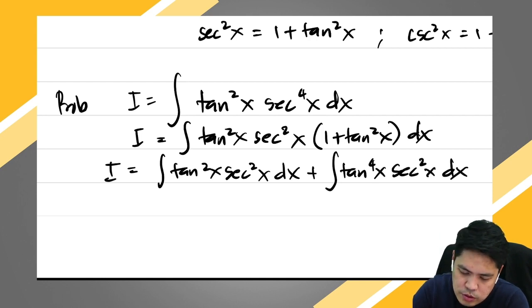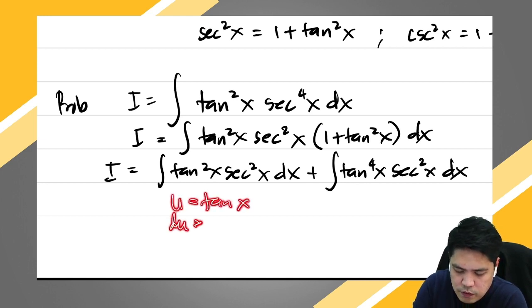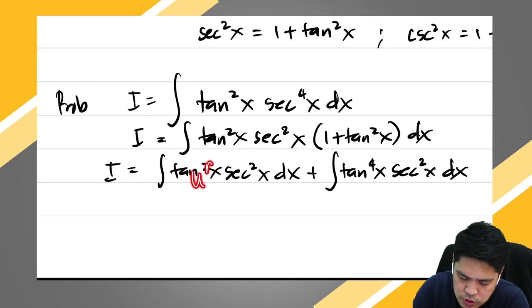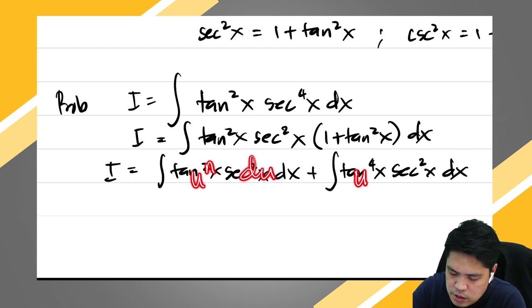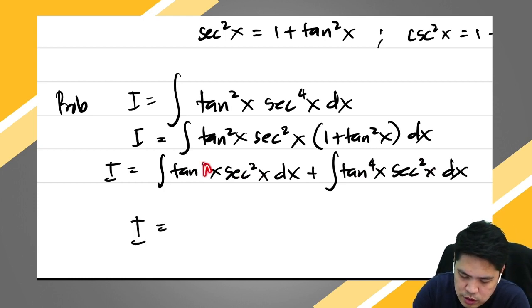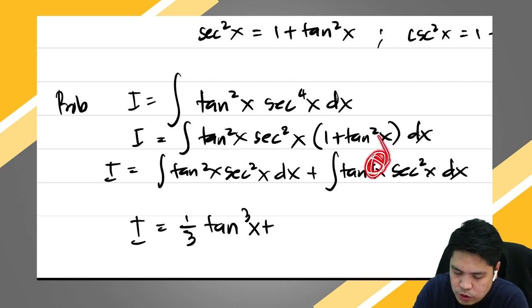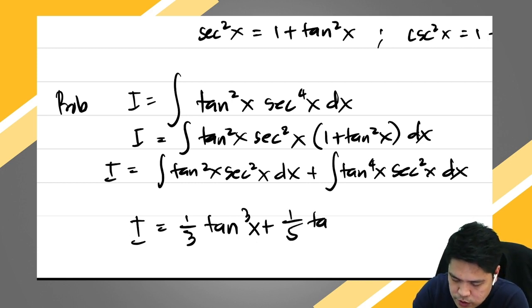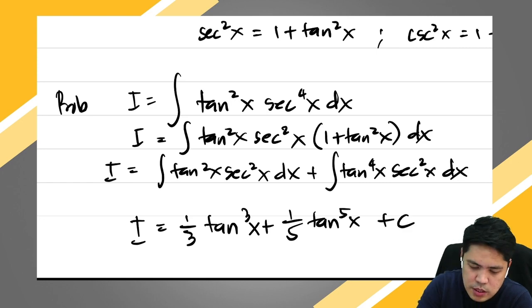So sobrang dali na because we know that if u is equal to tangent x, du is just the derivative of tangent x, which is secant squared x dx. So therefore, this is a case of u raised to n du, same as this, u raised to n du. Hence, I is simply, so our n here is 2, so that will be 2 plus 1. So we have 1/3 tangent cube plus, how about here? It's raised to 4, so n plus 1 is 5. So 1/5 tangent raised to 5x plus c would be our answer.